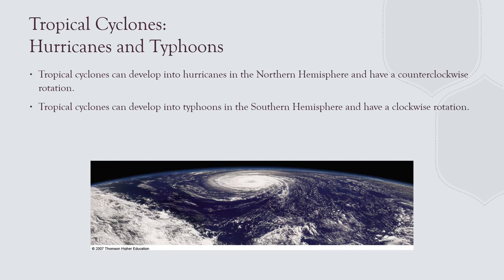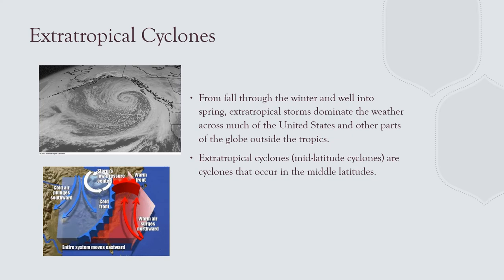So hurricanes and typhoons develop in the northern hemisphere with counterclockwise rotation, in the southern hemisphere, clockwise rotation. They're referred to as a typhoon with clockwise rotation and a hurricane with counterclockwise rotation. This is what they look like.